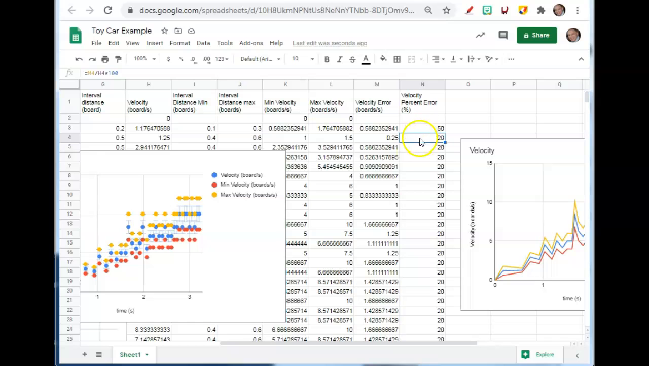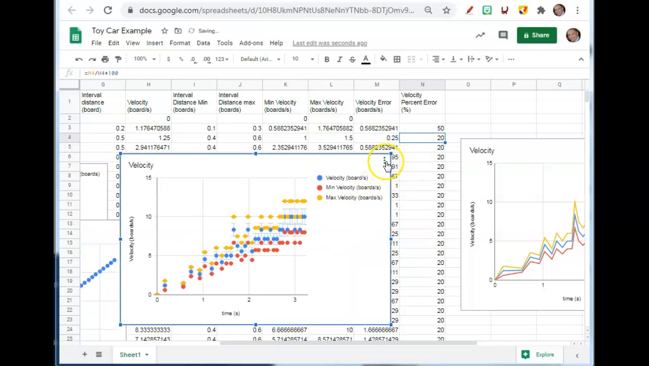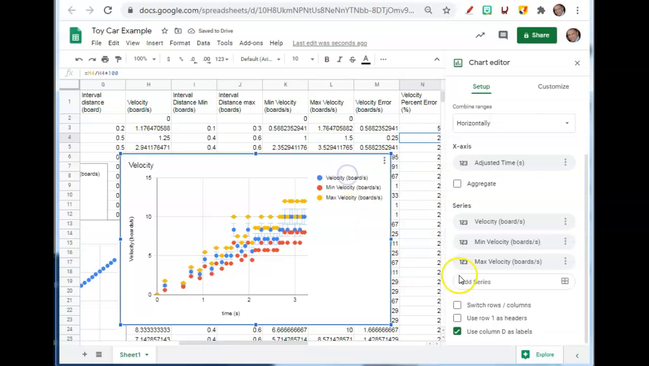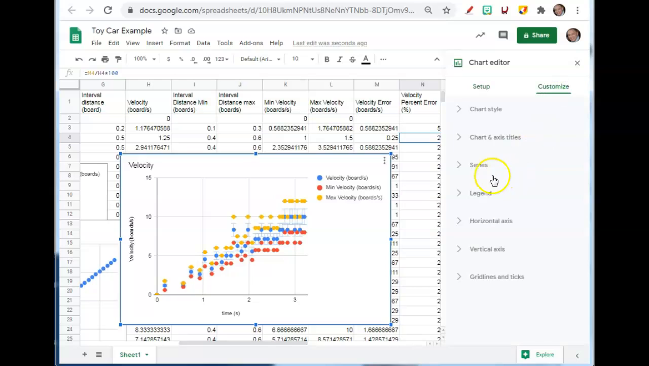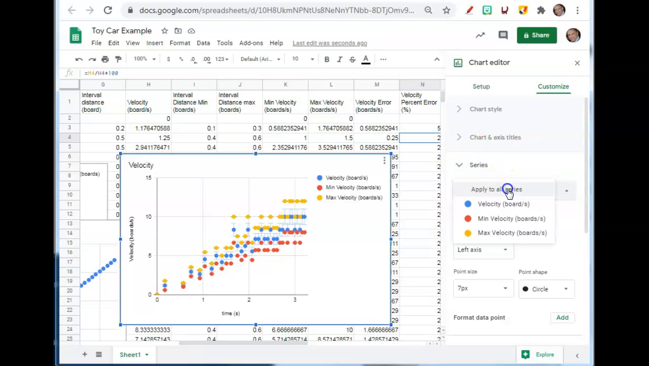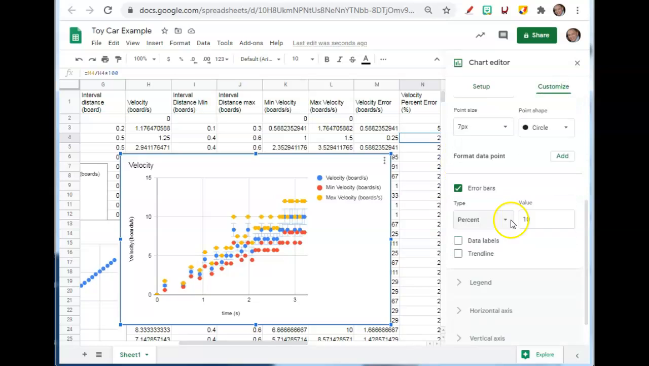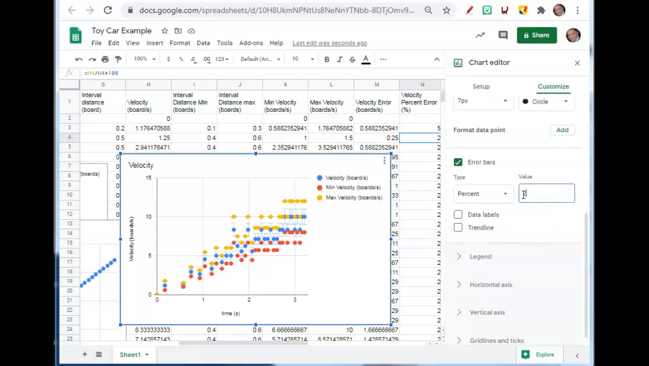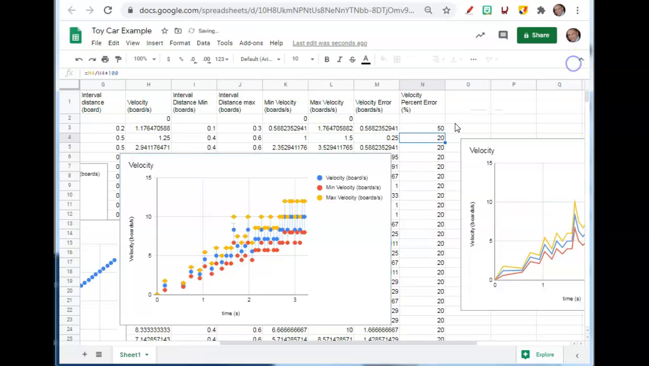But we can use this to our advantage here, because when we look at this graph here, we say, look, if we put in a 20% error, that'll actually be pretty representative of what we're trying to do. So if we go back to series here, the velocity, and now in here I put 20% error. Now it looks like these error bars are lined up pretty well with what we want.